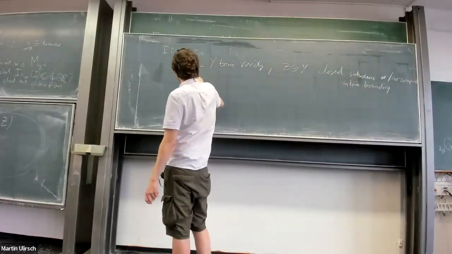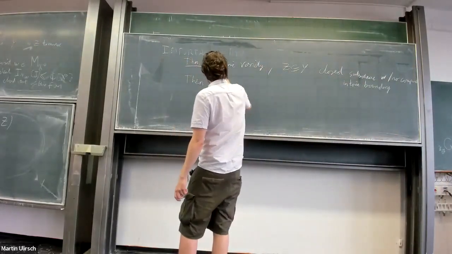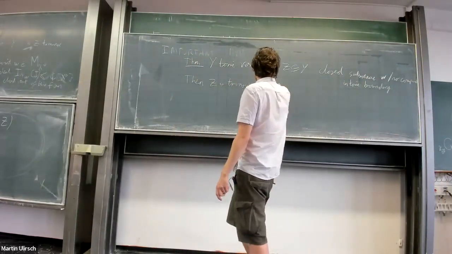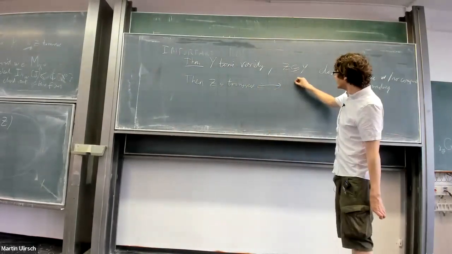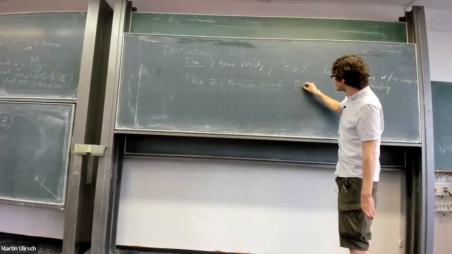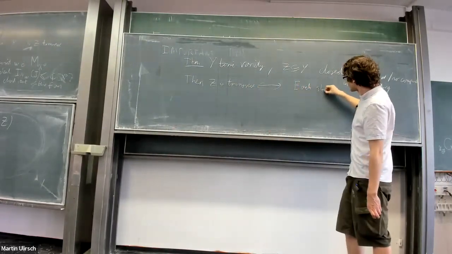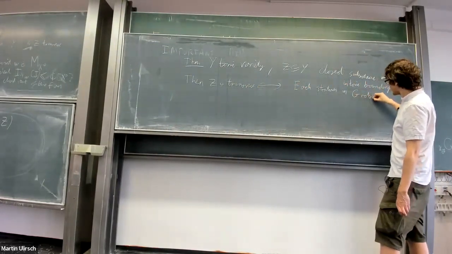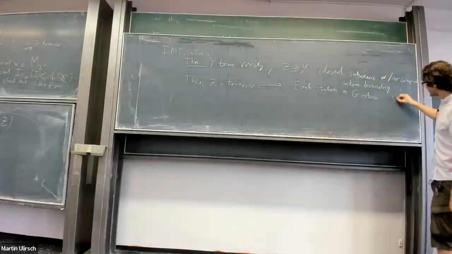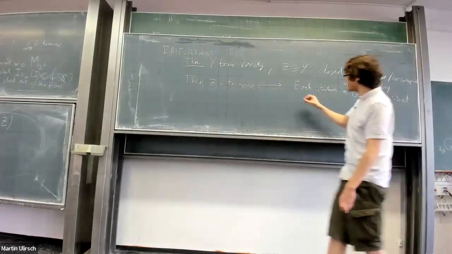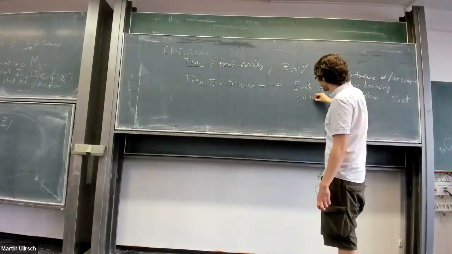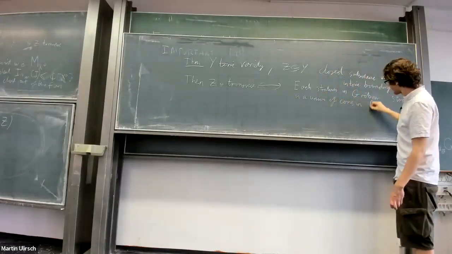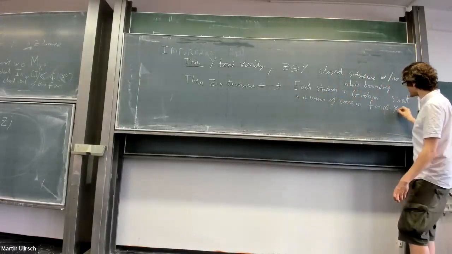Then Z is transverse if and only if each stratum in the Grosvenor stratification is a union of cones in the fan. Okay.